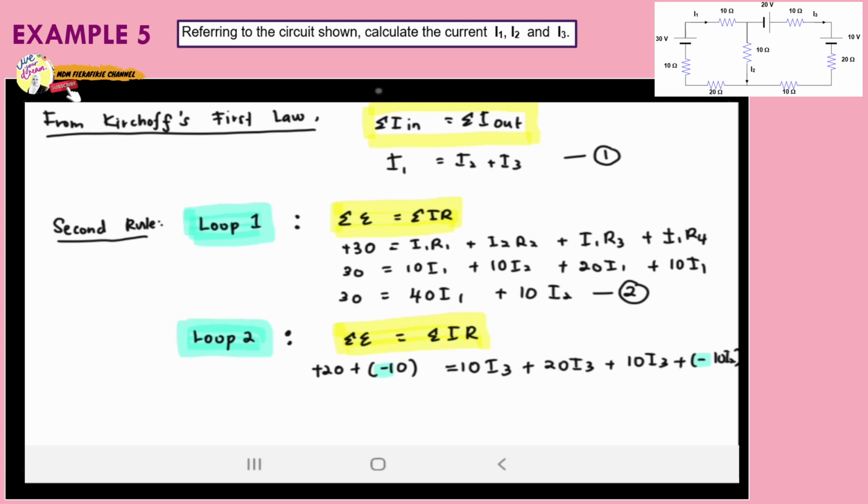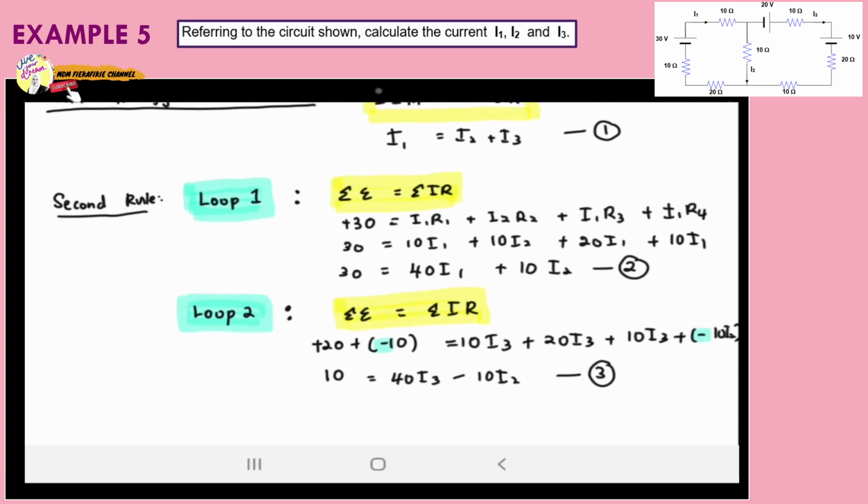Okay, so now let's rewrite the equation. So 20 minus 10, it's 10, equal to 10 I3 plus 20 I3 plus 10 I3. So it's 40 I3 minus 10 I2, and this is our third equation. So now let's substitute all the equations in your calculator.